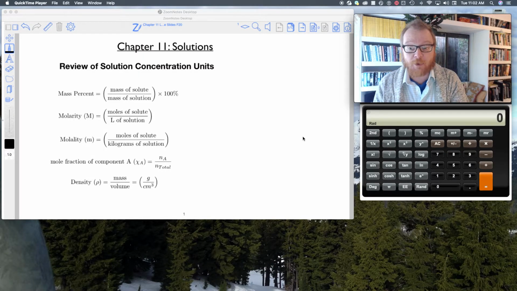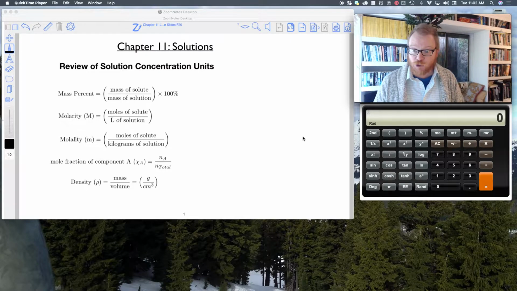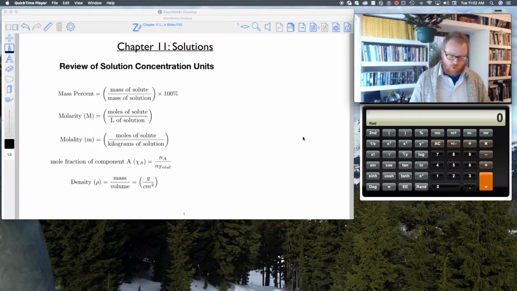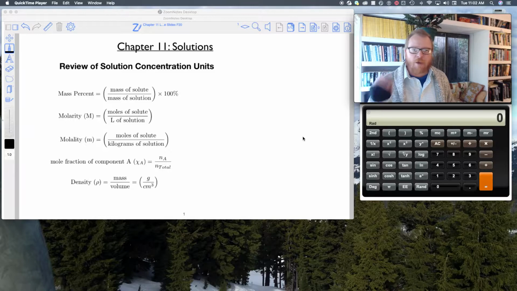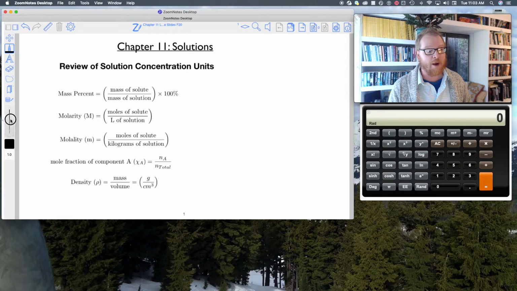Okay, so chapter 11. Like I said, this is going to be real short. I will review the learning goals. I forgot to open up that document, so I'll review the learning goals in the next video. There's also a nice review here of solution concentration units. That's what this last final chapter is about, solutions. So let's have a nice reminder of all these solution concentrations.